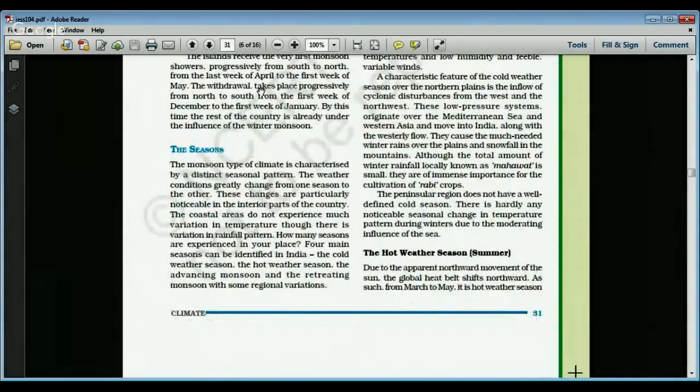Now, this monsoon, we will see the seasons. According to the Indian Meteorological Department, four seasons can be identified in India. First is the cold weather season. The characteristic of the cold weather season is the warm day and the cold night. Then second is the hot weather season. Then third is the advancing monsoon. It happens in June to September. Then retreating monsoon, that is October to November. And the cold season takes place from December to February. Then hot season, this means the summer season, from March to May.